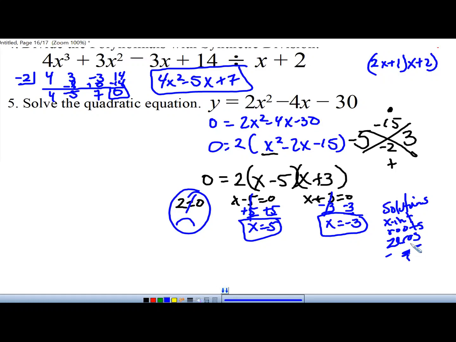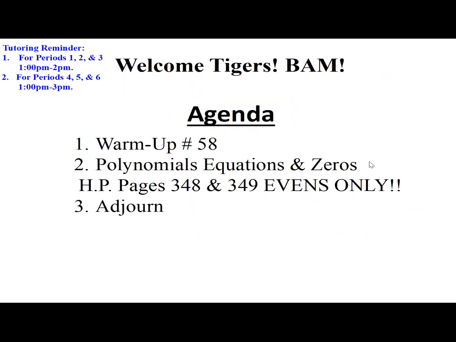All right, let's move on. That was our warm-up for today. Our agenda for today, here we go. Our agenda is warm-up number 58. Today we're starting on a new concept, polynomial equations and zeros.